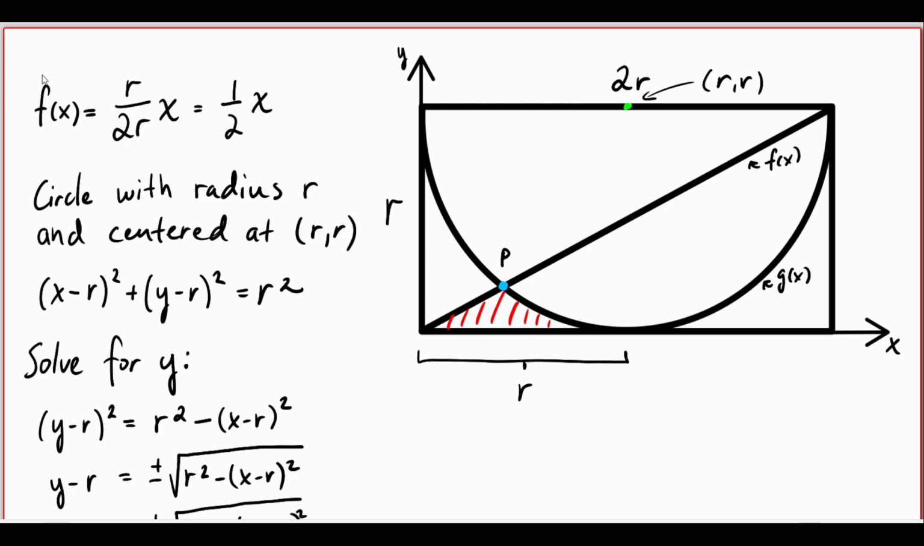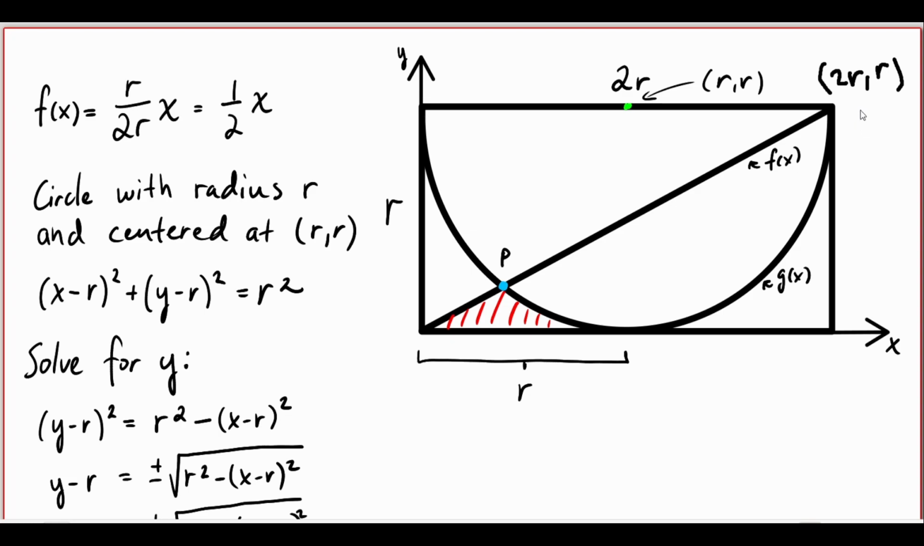So we know that a straight line f of x equals to, we can find the slope of this line by taking this point here, and we know that the straight line crosses the origin of this coordinate system. So we have created this coordinate system where we have the origin here. This point here has the coordinate 2r, comma, r.